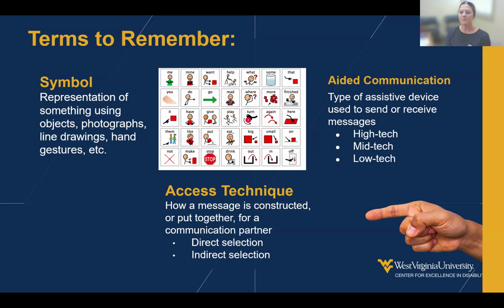Access technique. This is how a message is put together. So for a communication partner to understand a message, the AAC user has to put it together. And so the options for putting together a message are direct selection and indirect selection. I'll talk more about that in a moment. And then aided communication is those high-tech types of technology, and mid-tech and low-tech. So that's where we'll talk about those aided or assistive devices that you might see a little bit more of. And I'll show you some more examples and what that means.